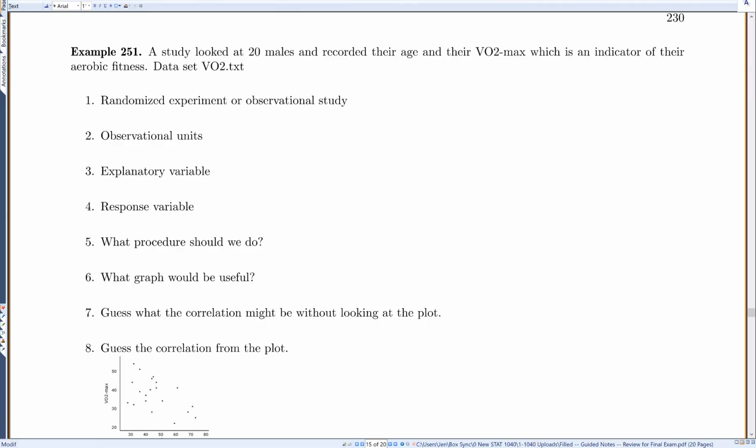Okay, this is our final review for the final exam continued. Another example: a study looked at 20 males and recorded their age and their VO2 max, which is an indicator of their aerobic fitness. Our data set is on Canvas in the final exam module. It's VO2 as a text file.